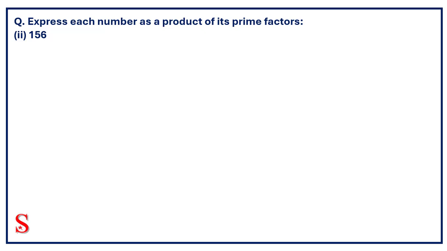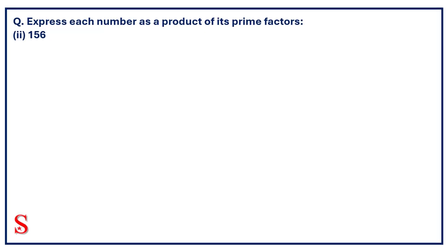Moving on to the next question. Here is 156. Again, by using the same method, we'll find out the factors of 156. Now, if at the end you find even numbers, we know any even number's factors will begin with number 2. So we'll divide any even number with the smallest prime number 2.